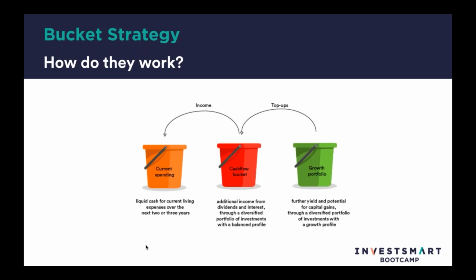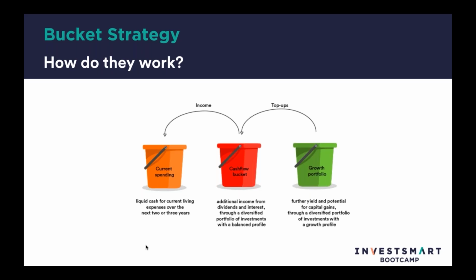That third bucket is more of the growth portfolio. So that's sort of like dipping your toes into assets which are going to give you capital gains. And again, it's recommended to be diversified as well. They say growth there just as an example. So you can see that from the growth bucket, it tops up the cash flow bucket. And then we're putting our income into the current spending bucket.